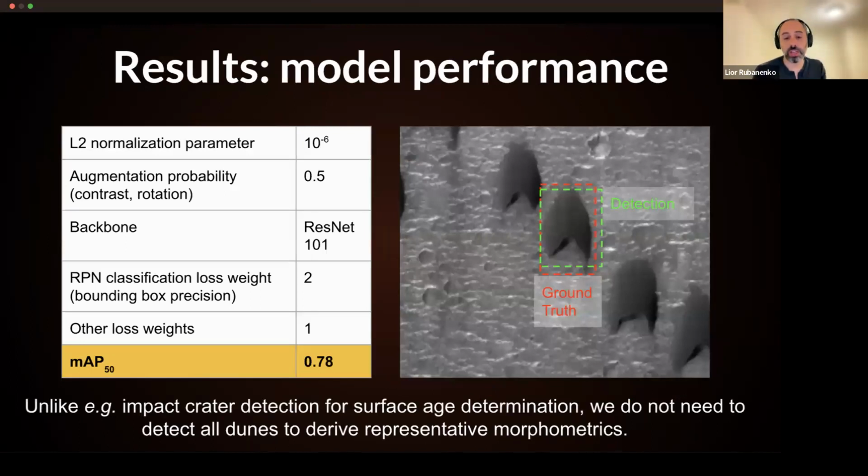Okay, so we said we trained the model, we gave the model a lot of examples. How do we test it? How do we know the machine learning approach actually works and can actually detect objects in the images?